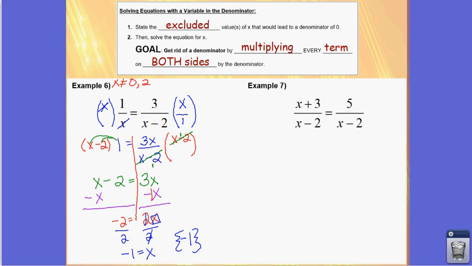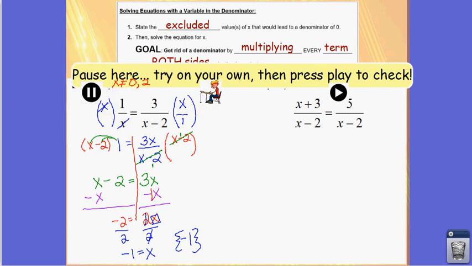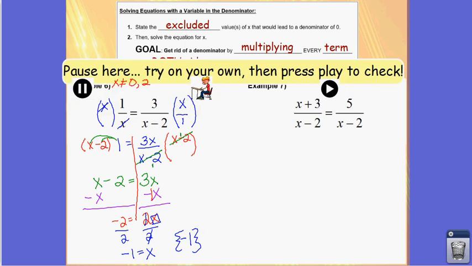Okay, let's take a look at number 7. At this point, I'd like for you to pause the video and try to eliminate the denominator on your own, and then press play to check and see if you did it correctly.